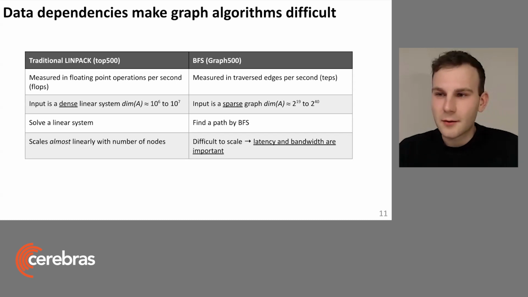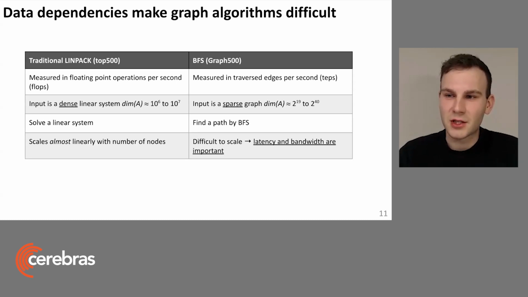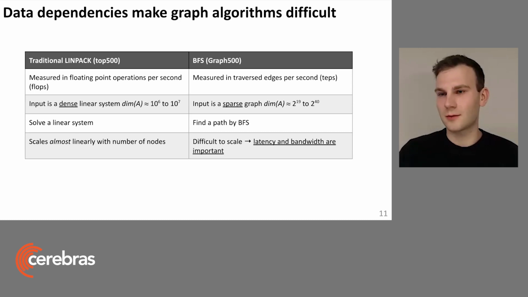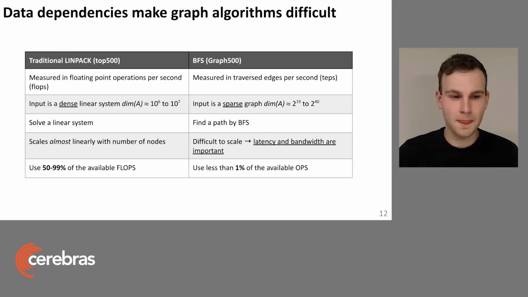The interesting thing about the Top500 benchmark is that it almost scales linearly with added nodes. We don't really care much, communication is not really important. While for the Graph500 benchmark, communication is quite important. That is probably also why the Fugaku is so good.